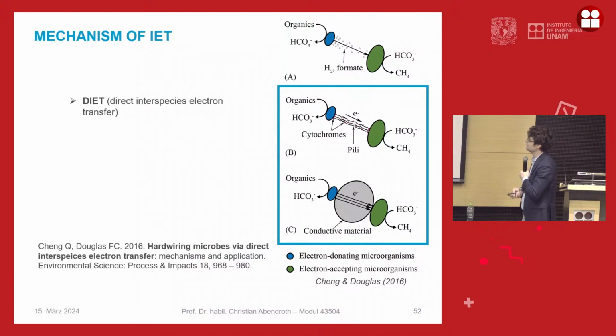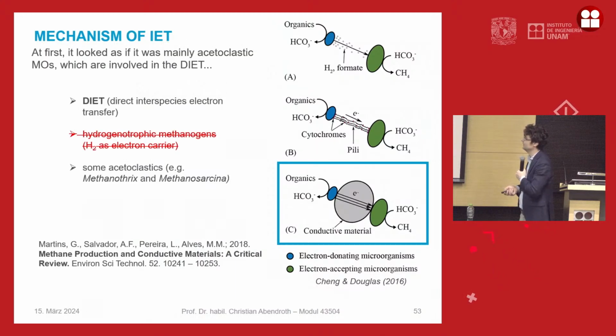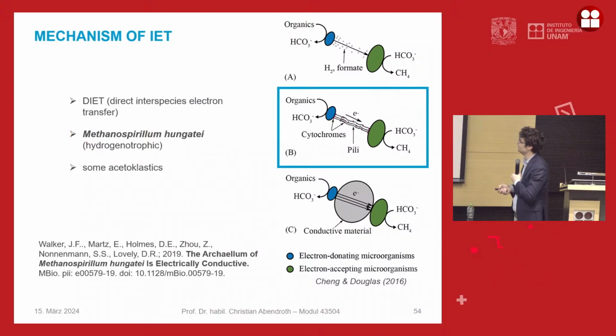But now we have the DIET, and for some time people thought that this is restricted to some acetoclastics, Methanothrix and Methanosarcina. At least Methanoculleus can't use it. But then this view changed, and there was an article, not too recent anymore, 2019, from Walker et al., and they found Methanospirillum hungatei, which is hydrogenotrophic and also able to perform this DIET.